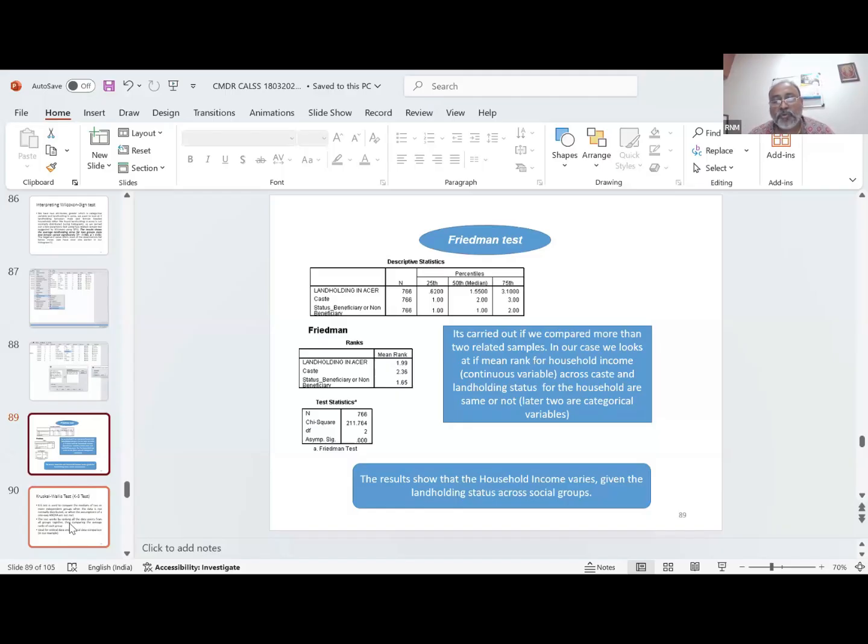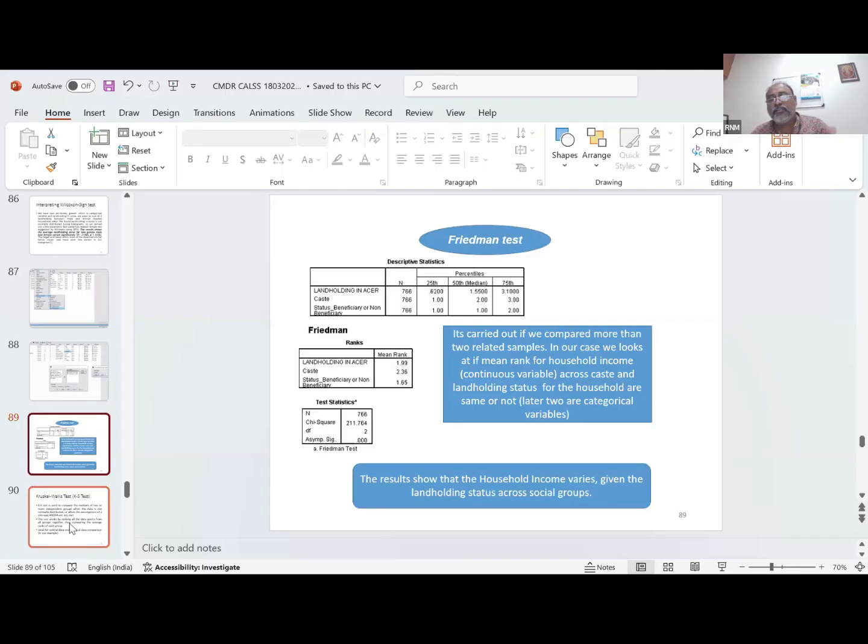If I say put several attributes in a given test, then how will I interpret? If I give district, block, everything, then after that social group, then landholding, it will be a kind of disaster. So I always suggest, if you have k related samples, don't go beyond three attributes. One may be continuous, the other two may be categorical, but there should be three attributes. Then your interpretation will be easier.